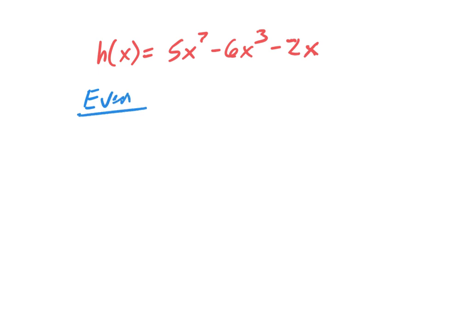Okay, let's start with even. I want h of x to equal h of negative x. So we're going to put a negative x in every place that we have an x. We got 3 places.